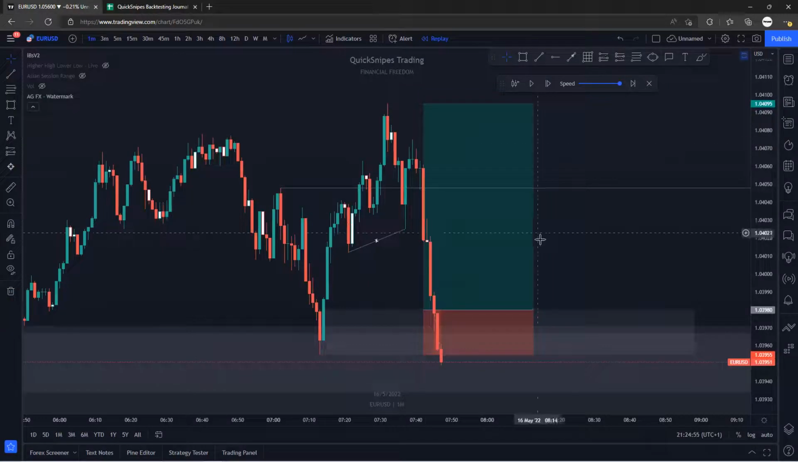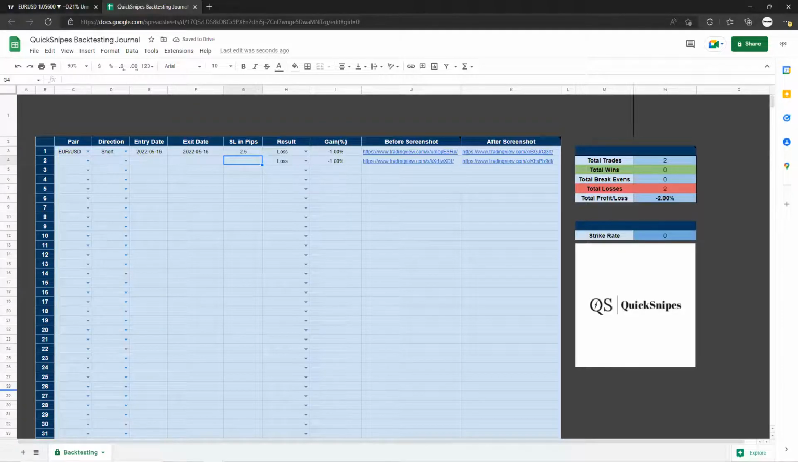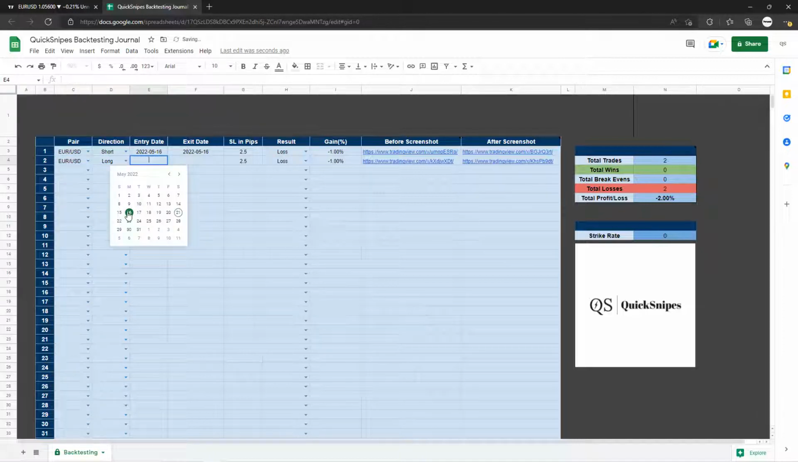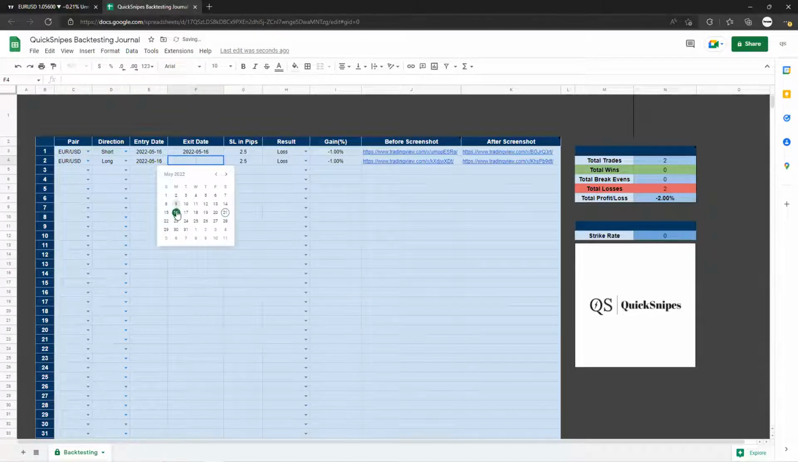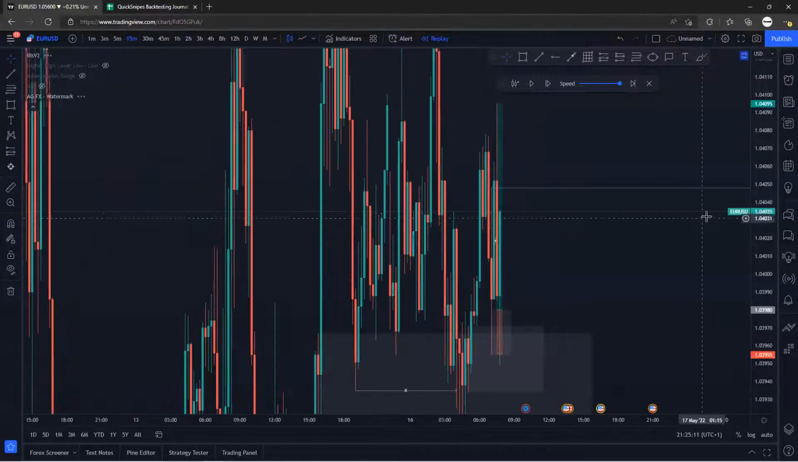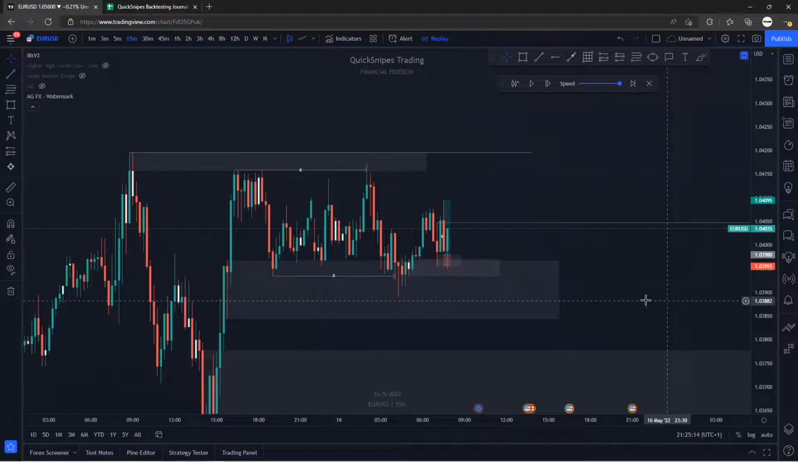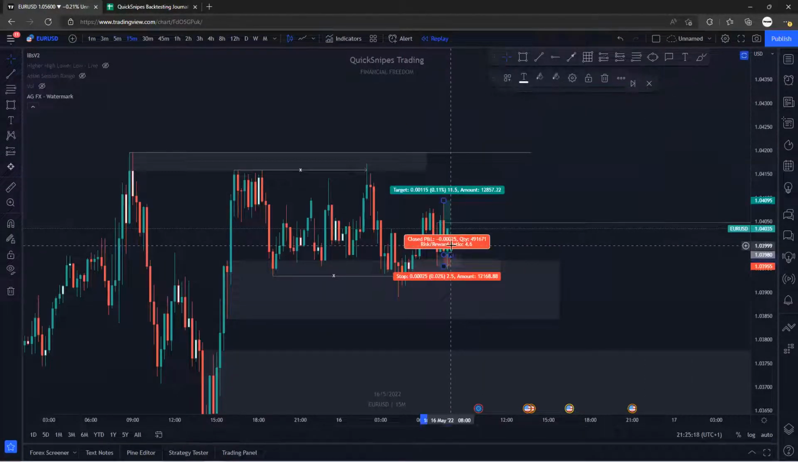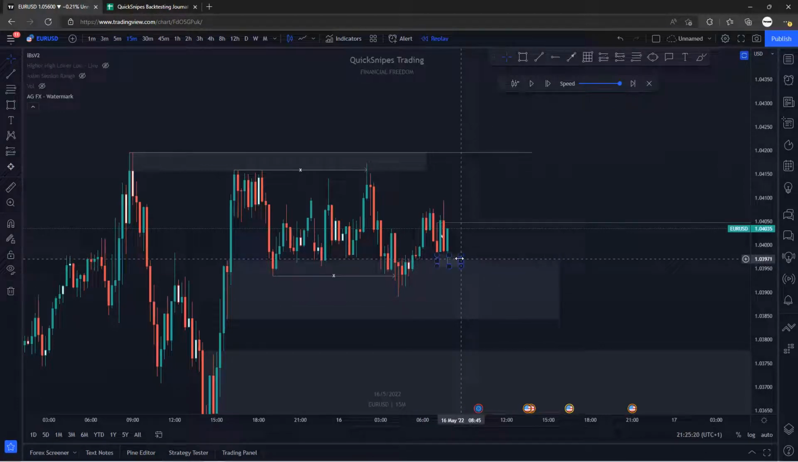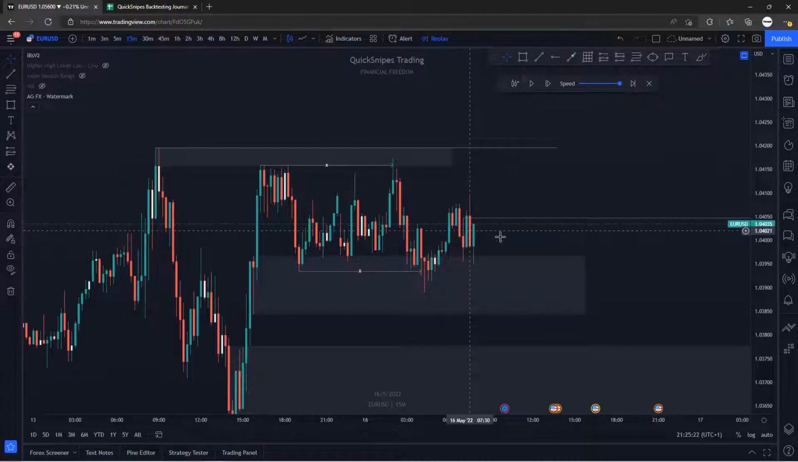Loss, 2.5 stop loss. I like to target between a 2 and 4, maybe 5 pip stop loss, but most of the time 2 and 4 is kind of the sweet spot. So now we've had a long fail and we've had a short fail. So now we need to review, and we can say for sure we're in a range because we've had a long and short fail on a 15-minute time frame.